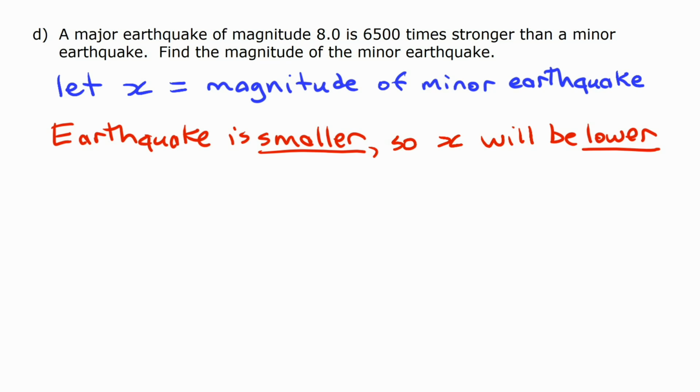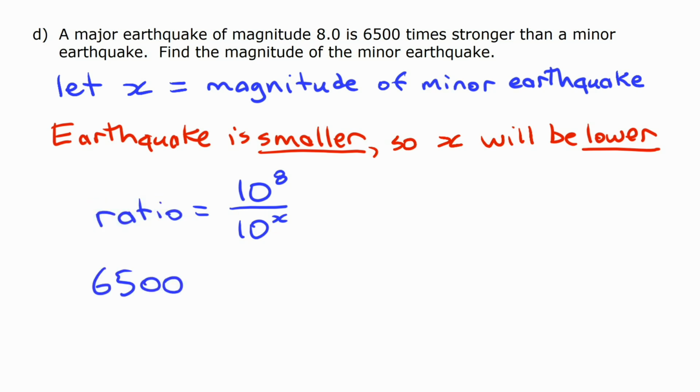So we can kind of use a similar setup that we had there. The ratio is those two things divided, except for now we don't know one of them. What we do know is we know this ratio. We can substitute 6,500 in for that.